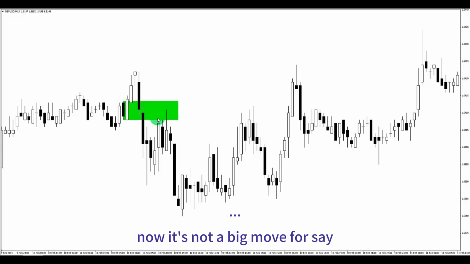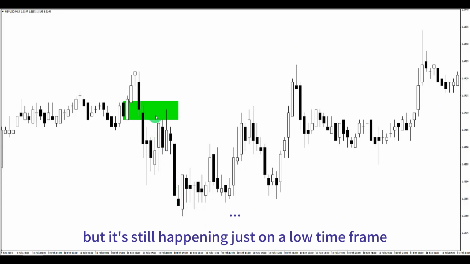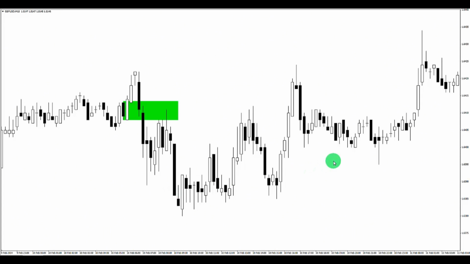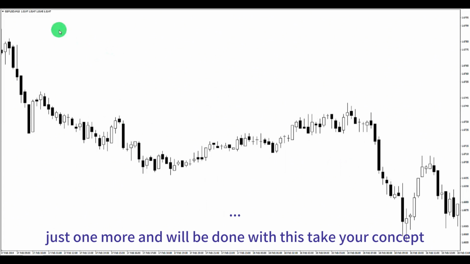Now it's not a big move per se, but it's still happening, just on a lower time frame, just to show you the same thing is happening on intraday price runs on stops. Just one more and we'll be done with this particular concept.